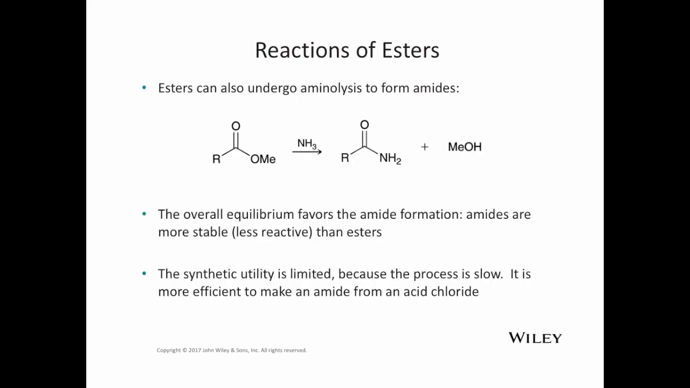Esters can also form amides by reacting them with amines. And remember, you can go from something more reactive to something less reactive in one step easily. An ester is more reactive than an amide, so you can form amides from esters. However, this process is slow, although it will occur. Therefore, most people, when they want to make an amide, will start from an acid chloride rather than an ester.